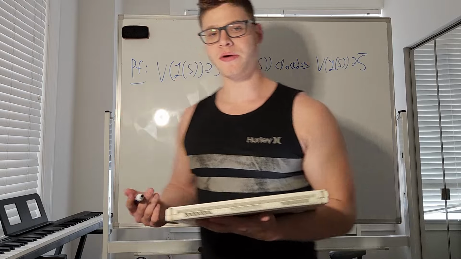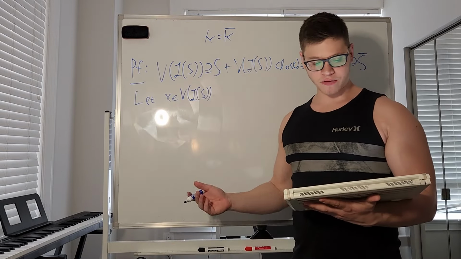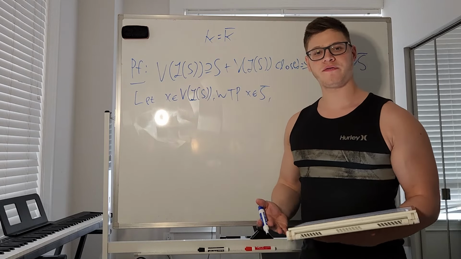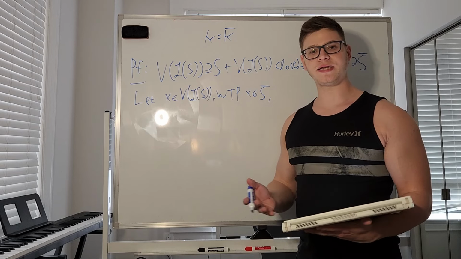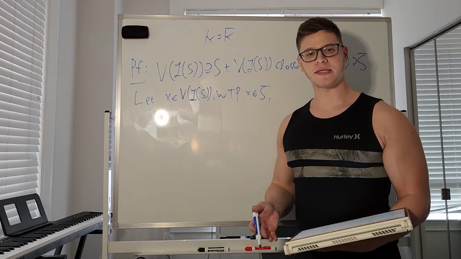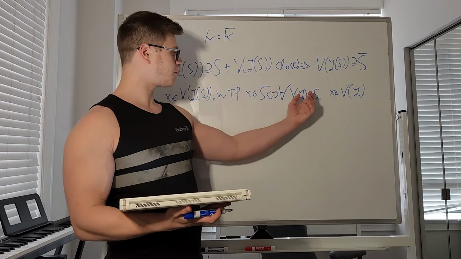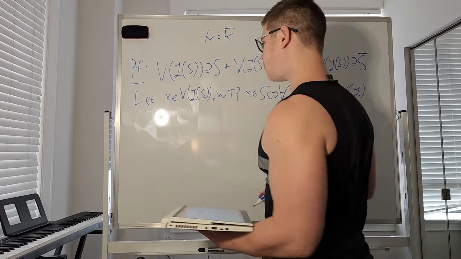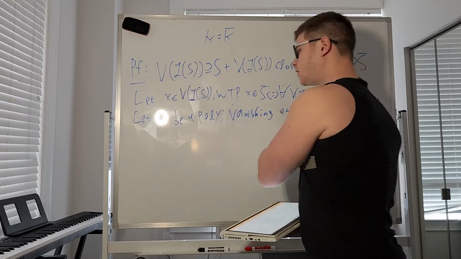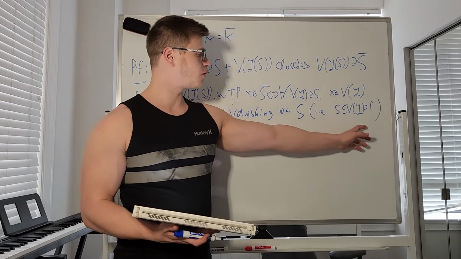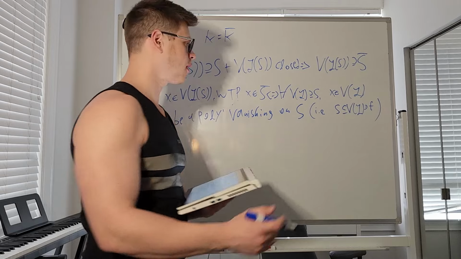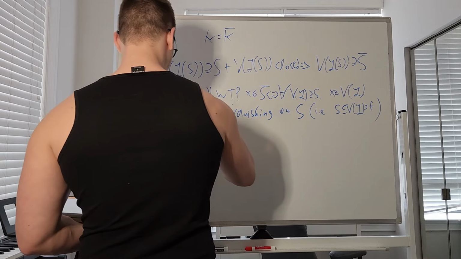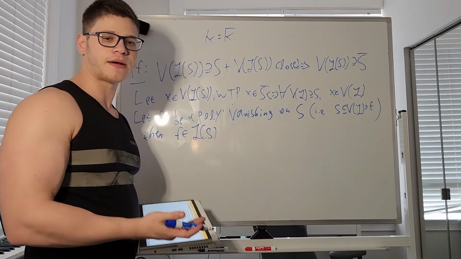Okay, now to prove the other direction, let X be an element of V of I of S. We want to prove that X is in S bar. So that means that if we have a closed set that contains S, X needs to be contained in that set. In other words, for all sets Vi containing S, X is in Vi. And indeed, this is true. So let F be a polynomial that vanishes on S. In other words, F is an element of one of these closed sets that contain S. Then, by definition, F is contained in the ideal generated by S.